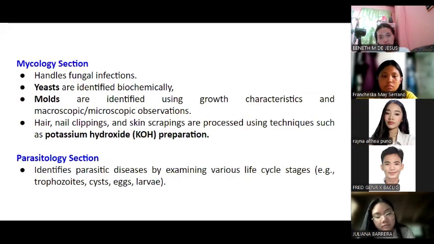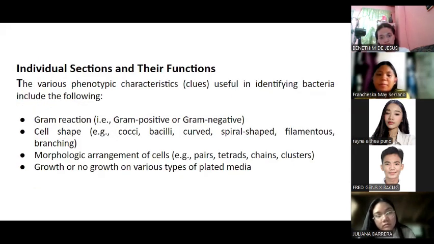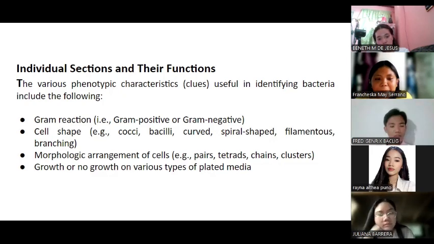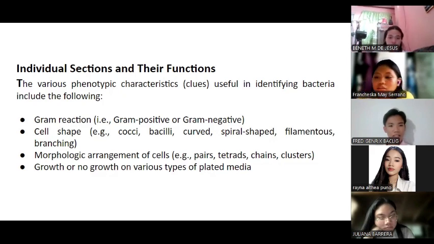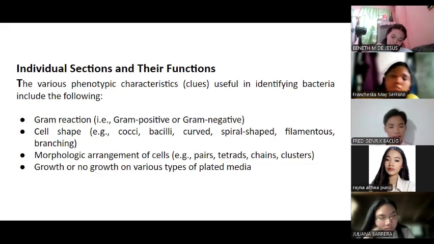So the individual sections and their function: the various phenotypic characteristics or clues are useful in identifying bacteria because they include the following: the gram reaction to determine if it is a gram positive or gram negative microorganism, the cell shape or the cell morphology, and then the growth or no growth on various types of plated media. Next.